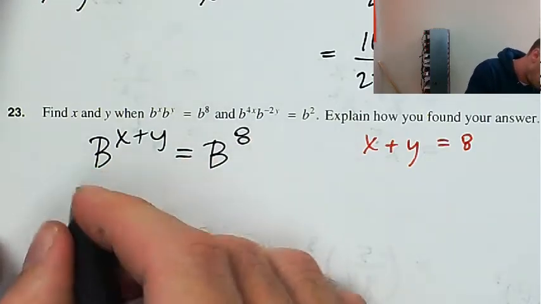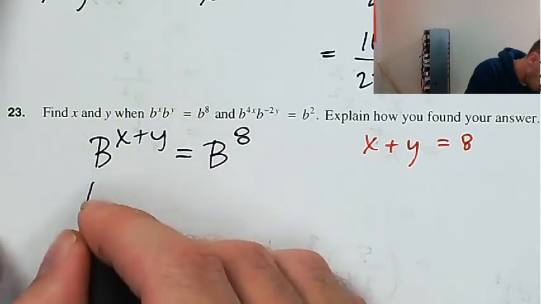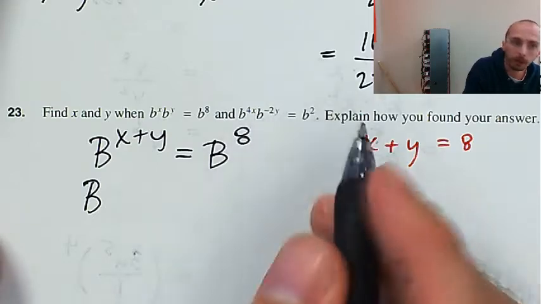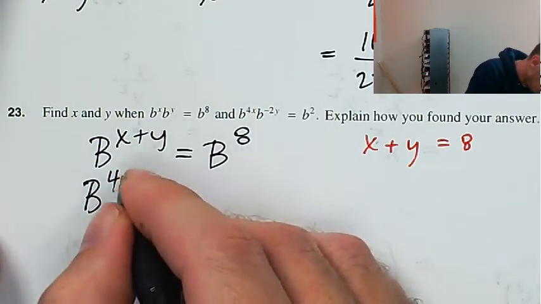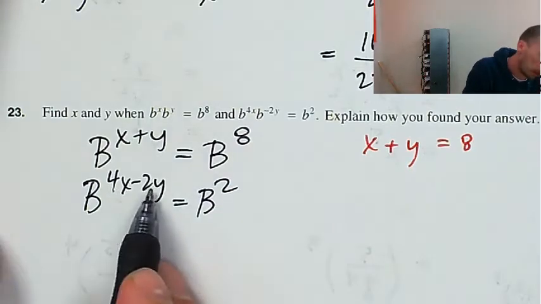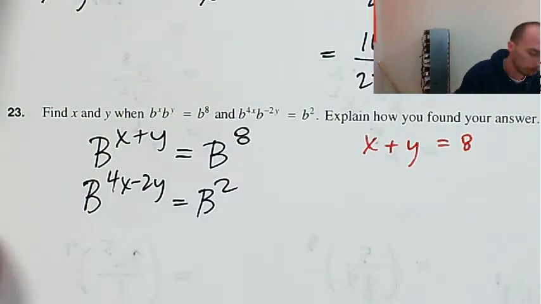Right, and then b to the 4x times b to the negative 2y, well, we could combine those, again, with addition, because that's our exponent property. 4x minus 2y equals b to the 2. So that means 4x minus 2y has to equal 2.